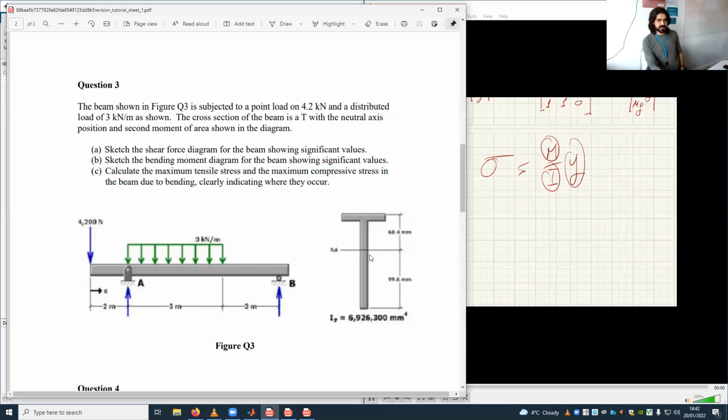Of course, if I am here, y is 0. So y is the perpendicular distance from the neutral axis. Okay, so it's either top or bottom. Which one is the most stressed? The bottom one, because it has the longer way to go. This is 99.6, this is 60.4. So this y is larger than this y.